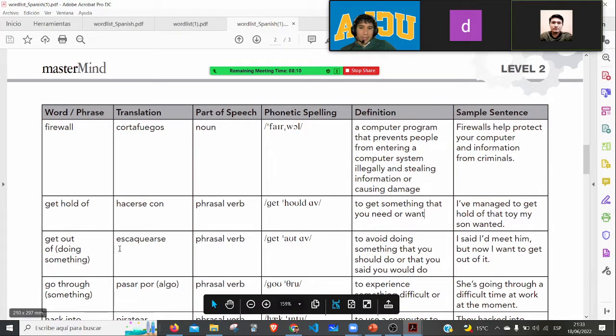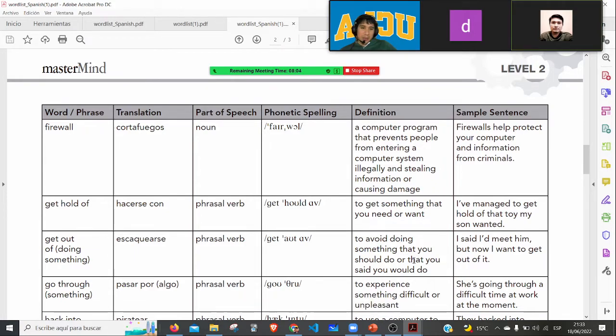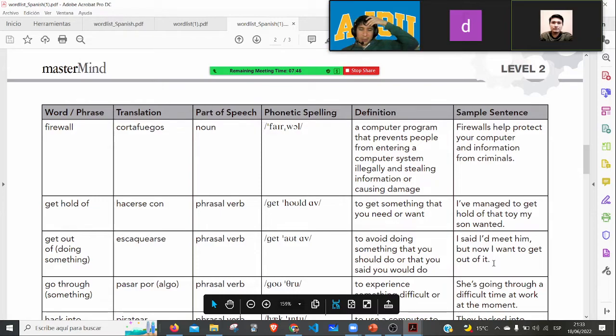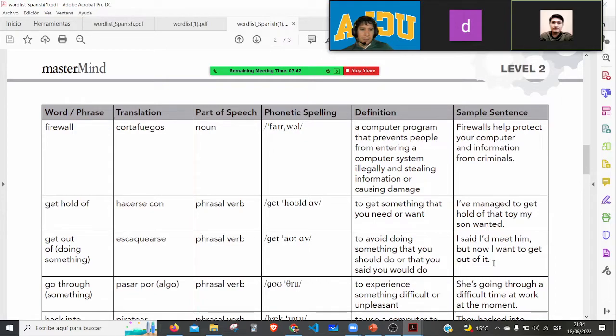Get out of, escaquearse: to avoid doing something that you should do or that you said you would do. Evitar hacer algo que tú deberías hacer o que tú dijiste que harías. Get out of doing something. I said I'd meet him, but now I want to get out of it. Yo dije que podría conocerlo, pero ahora quiero zafarme de eso. Excelente, zafarse. Hoy quiero zafarme de hacer los ejercicios. I want to get out of doing the exercises.